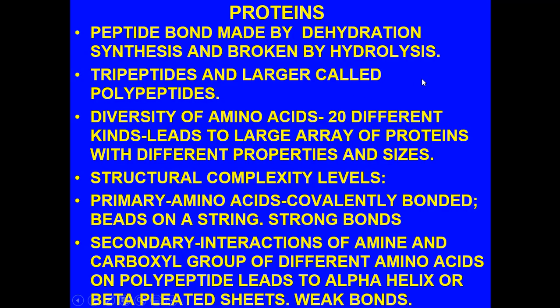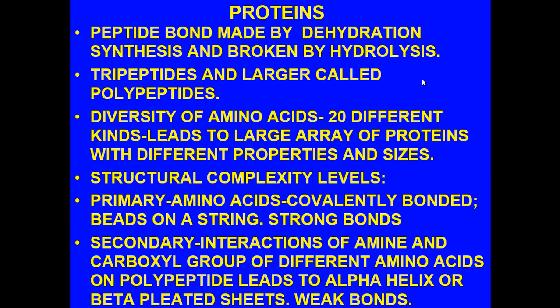Now, I mentioned this before. Peptide bonds can be made by dehydration synthesis and broken down by hydrolysis. Tripeptides and larger are called polypeptides. In other words, those peptides made of 3 or more amino acids are called polypeptides. And polypeptide is another way of saying proteins, but they're kind of smaller. Proteins can be as large as 10,000 amino acids for a single protein. Okay? Diversity of amino acids. There are 20 different ones. They lead to a large array of proteins with different properties and sizes.